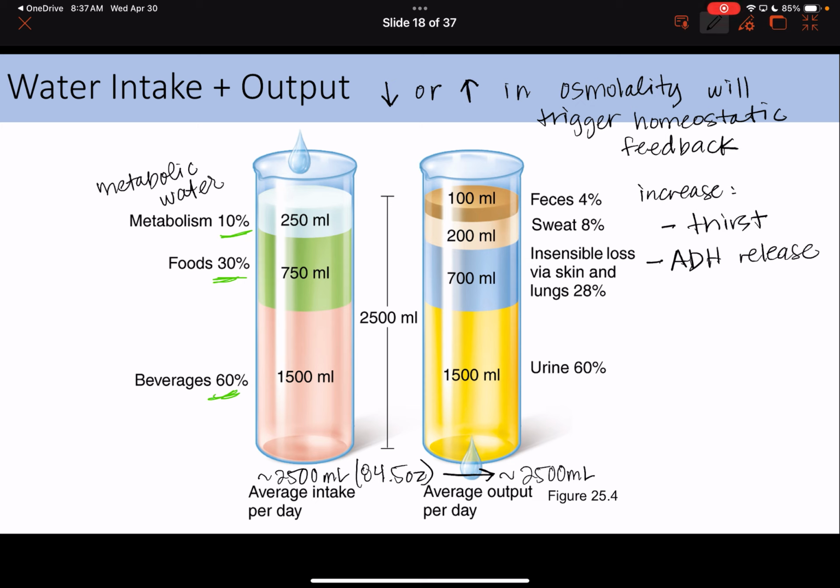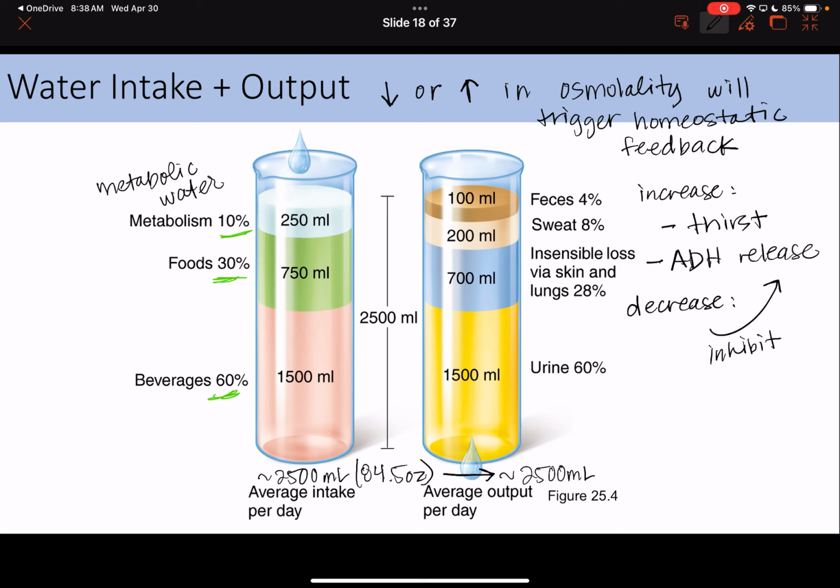One more thing before you take a picture, Molly. If we have a decrease in osmolality, all that's going to happen is we're going to inhibit those two processes. So if we have a decrease in osmolality, our body is already diluted in concentration, then we're going to inhibit that thirst mechanism so you're not drinking any more water, and we're going to inhibit ADH release so you're not reabsorbing more water into the blood. And then also remember that sodium and water are very closely tied. Anywhere sodium goes, water is going to follow.